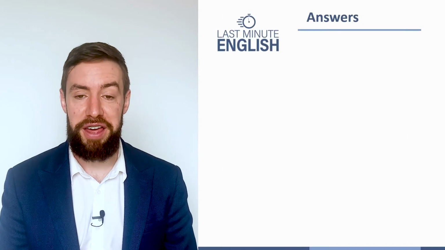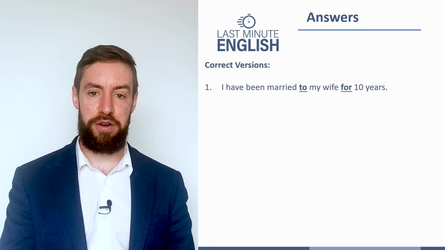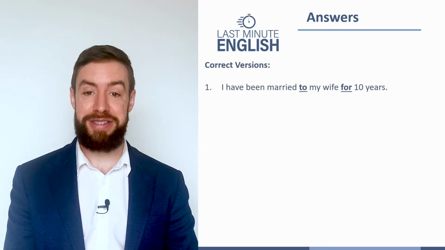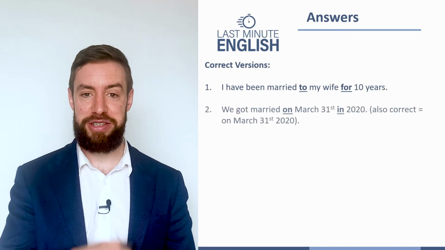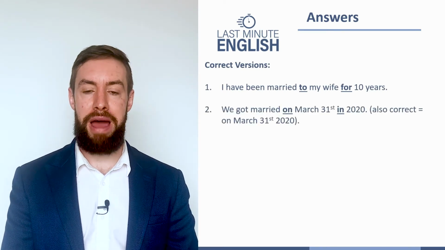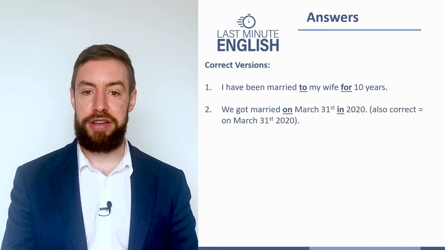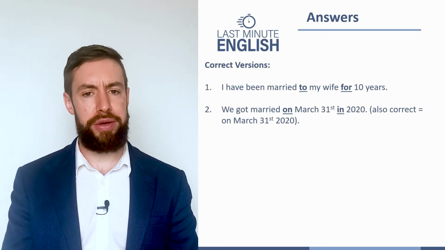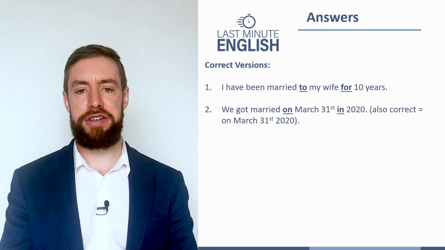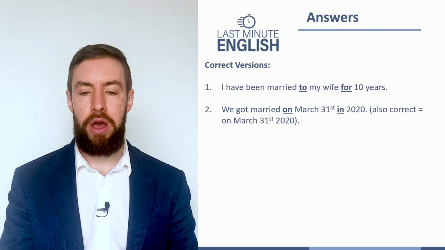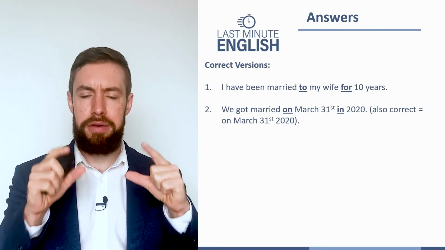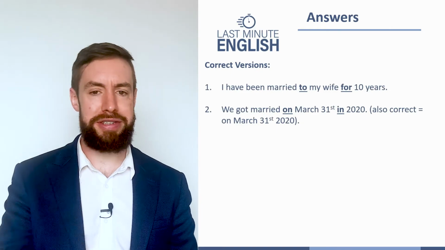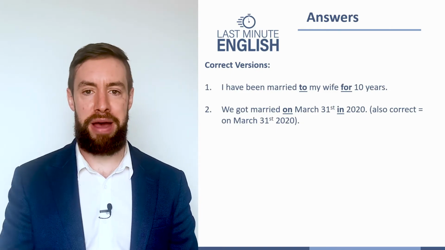So let's take a look at those answers. First of all, I have been married to my wife for 10 years. All right, the next one, we got married on the 31st of March in 2020, or more commonly, we'd actually say the 31st of March 2020, when we're saying the full complete date, including the day, month, and year, we can often take away that in about the year.